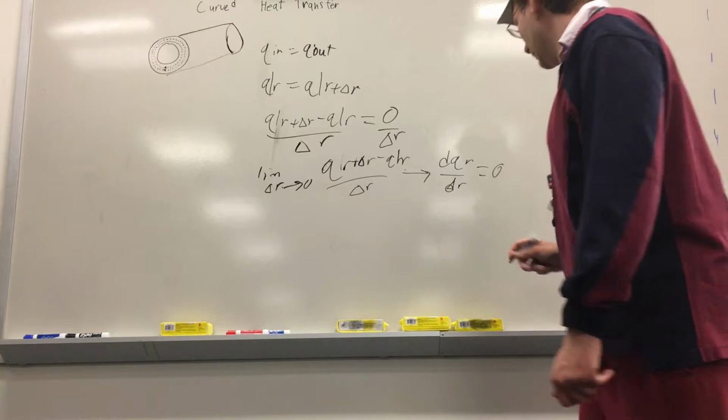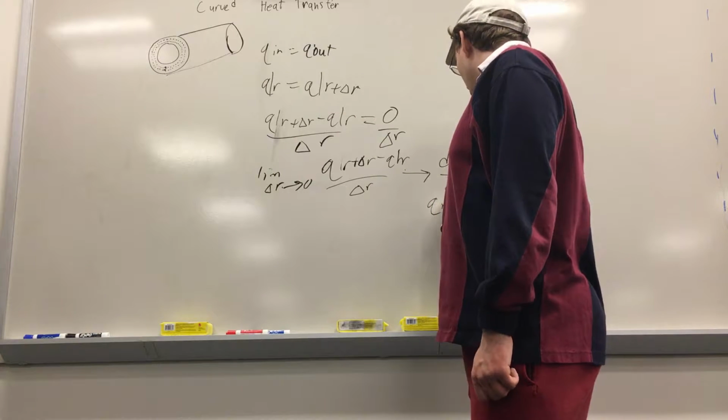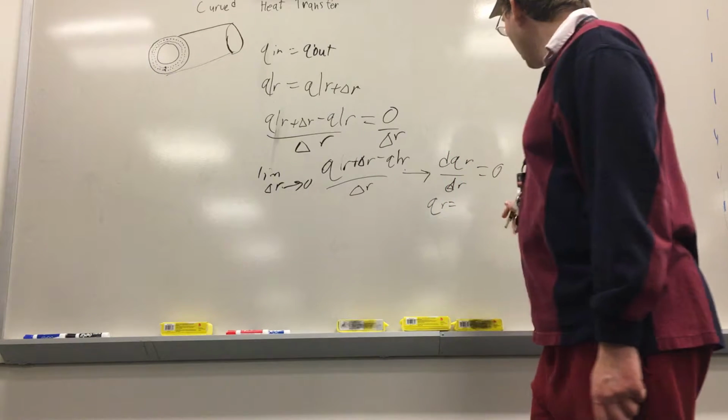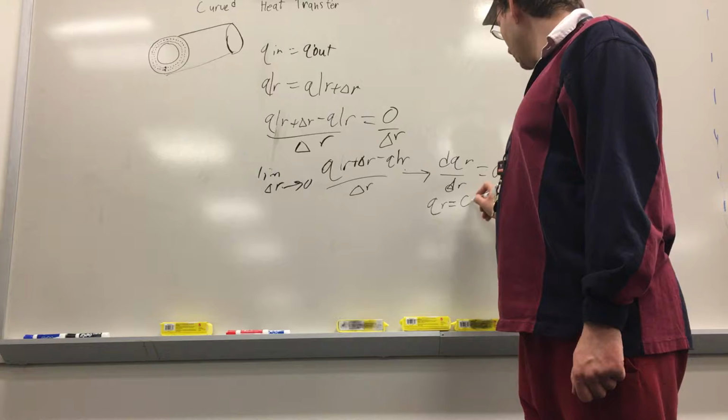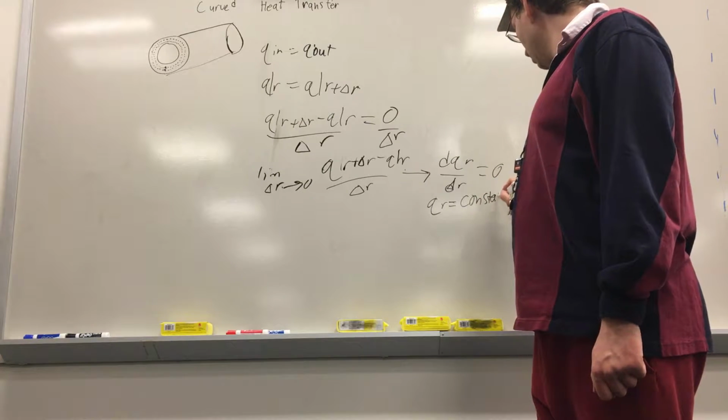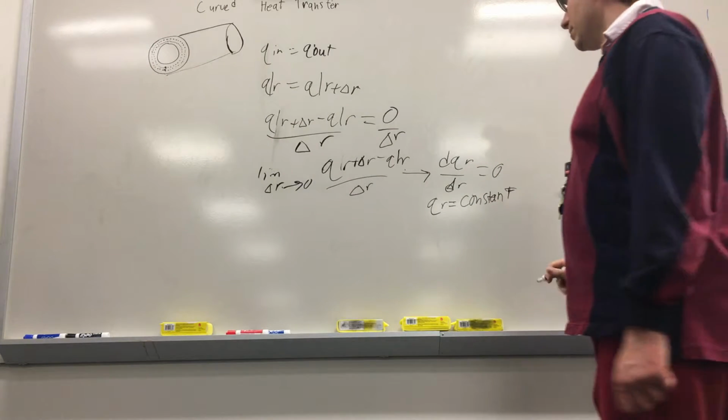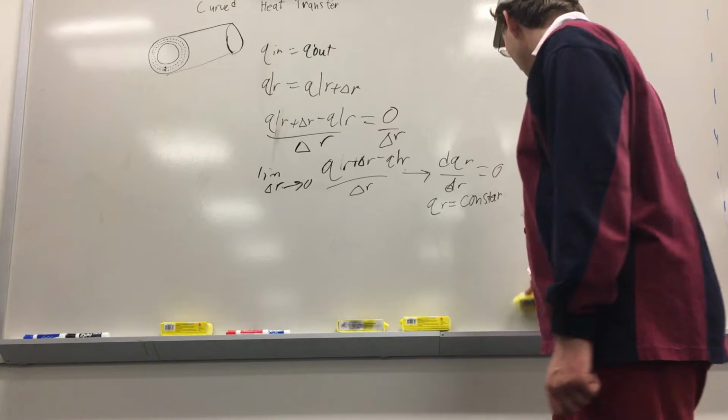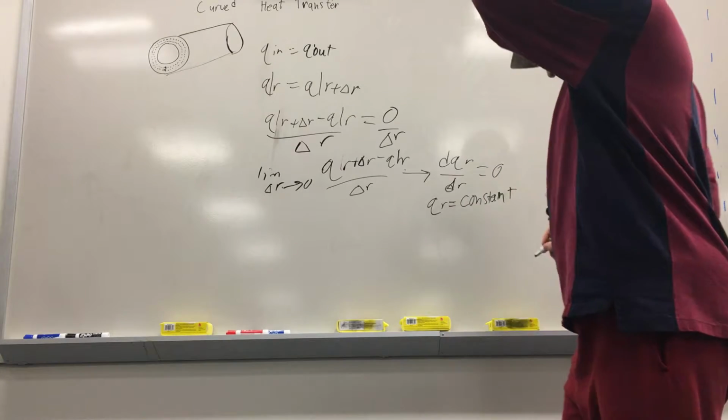0. Meaning that Qr is equal to some constant. We kind of expect that because we're not adding any heat, so the heat flow is going to be constant.